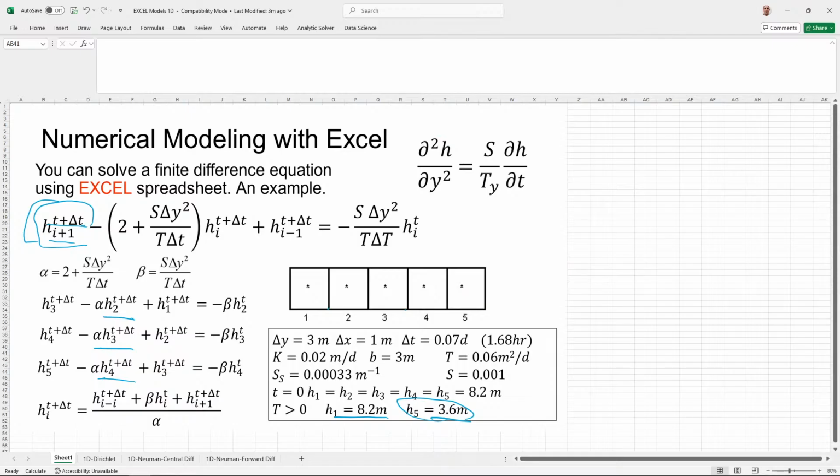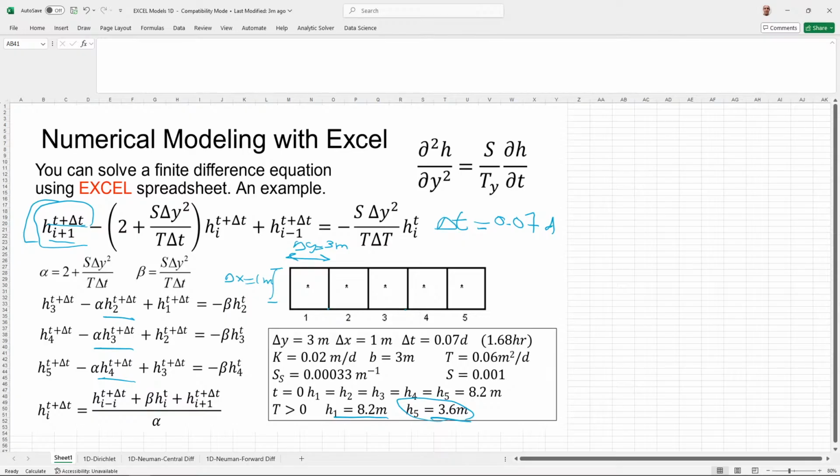So our problem, we are given delta y is equal to 3 meters. We are given delta x is equal to 1 meter, and we are given delta t, the discretization in time, that is equal to 0.007 day. And K and B: K is the hydraulic conductivity, B is the aquifer thickness, so K times B is the transmissivity. Again, this is not a groundwater class, so these details are not important.